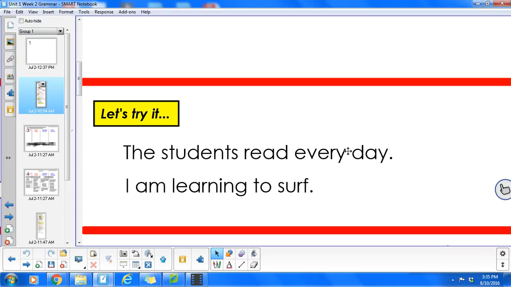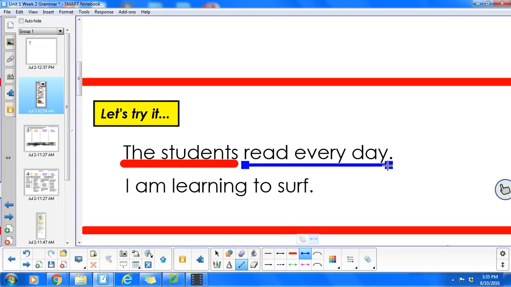So let's try to find some. The students read every day. Well, the students, that's who my sentence is about. That's your subject. My predicate, read every day, tells you what they do. What about this sentence? I am learning to surf. Well, the sentence is about myself, so I is the only word in the subject. And here's what I'm doing. I'm learning to surf.